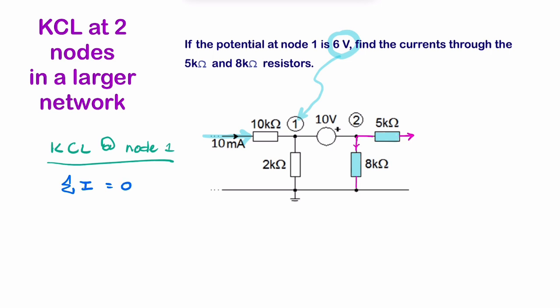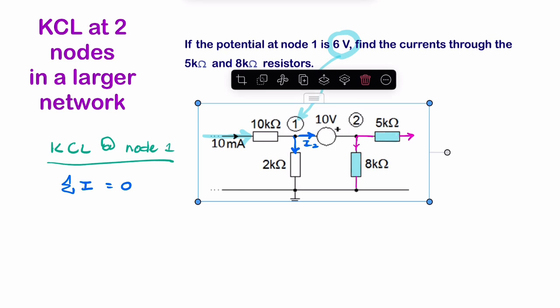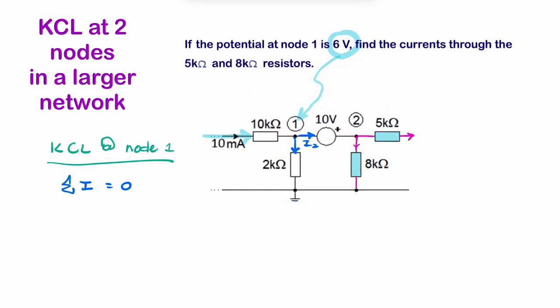So if we say the current in this branch is in that direction and the current in this branch is in this direction, so if we call this I2, and I'm talking about the one going through the source, this current here we can find, if I call this I1, is simply V1 divided by 2K. So it's 6 over 2K, so 3 milliamps.